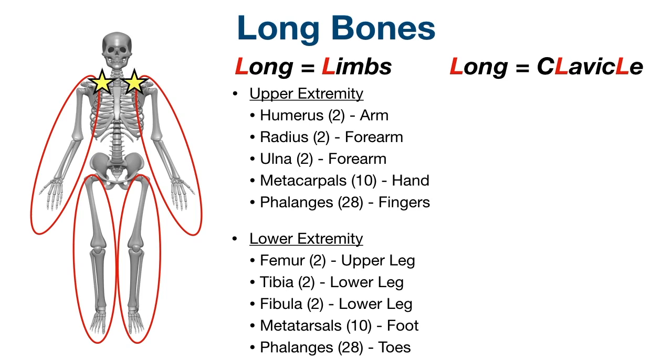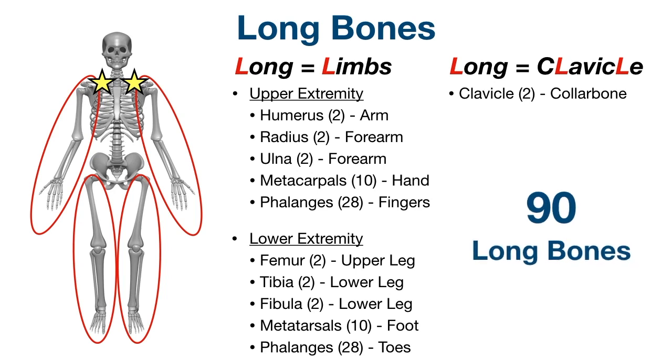The second trick was to remember long and clavicle. This will help you remember the two clavicles or collarbones are long bones as well. Therefore, the average adult has 90 long bones.